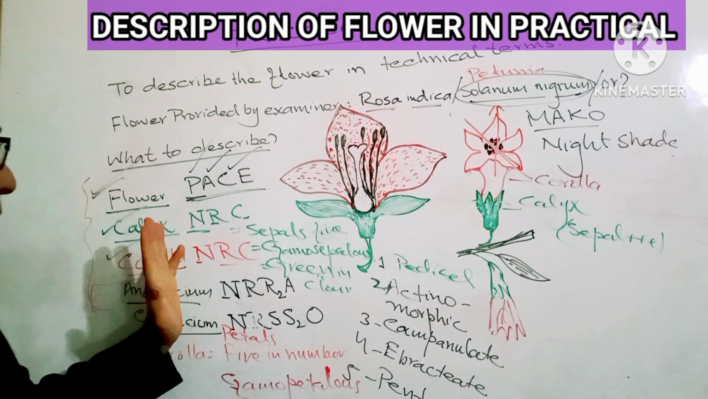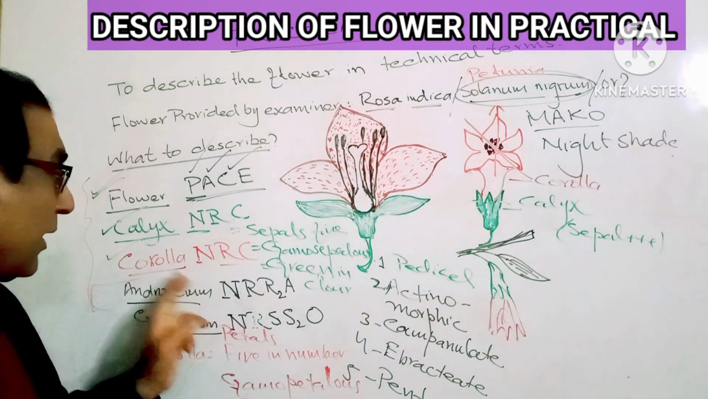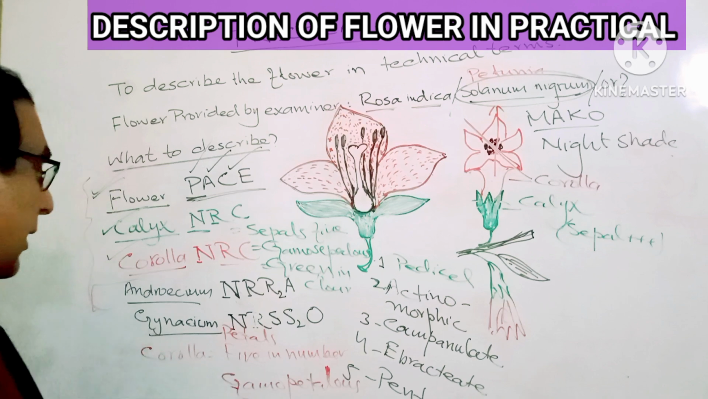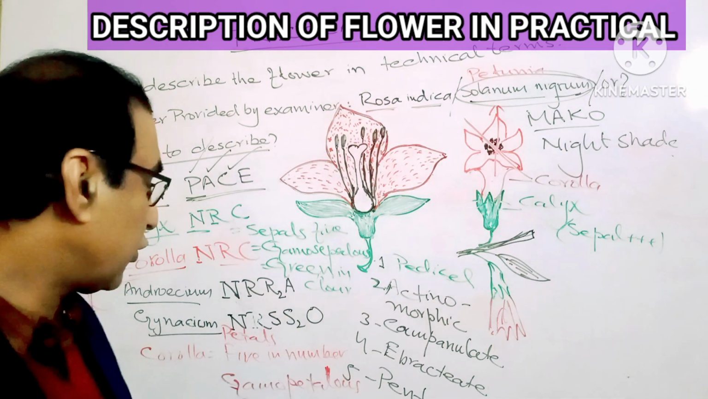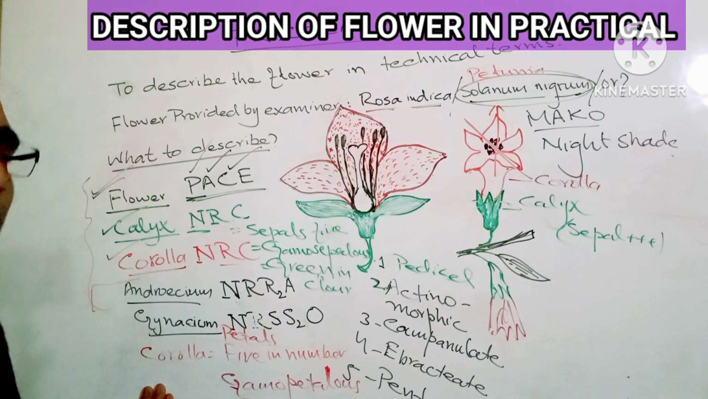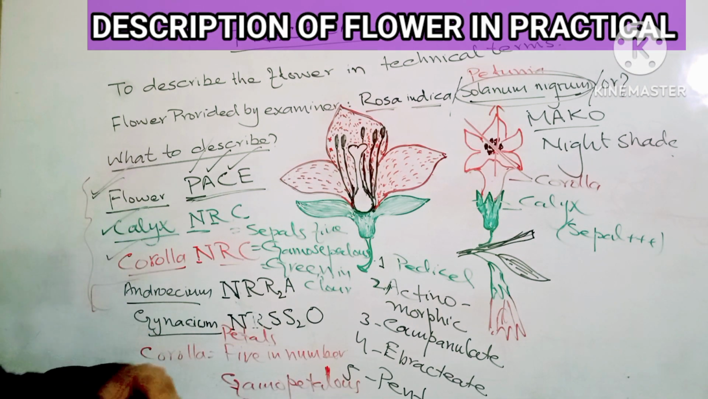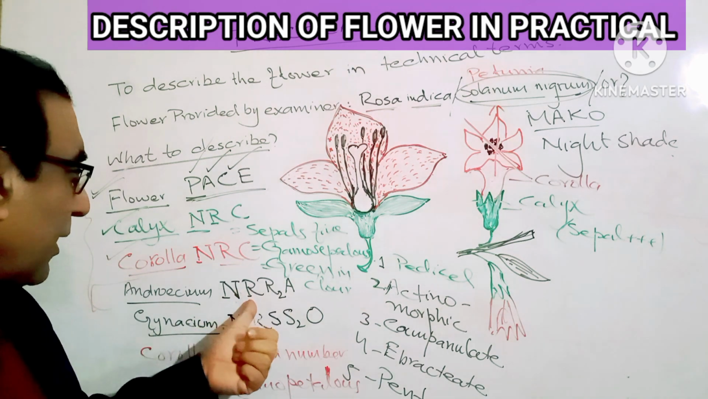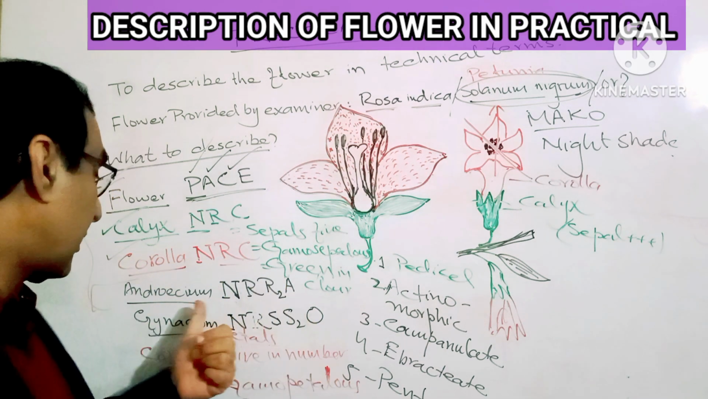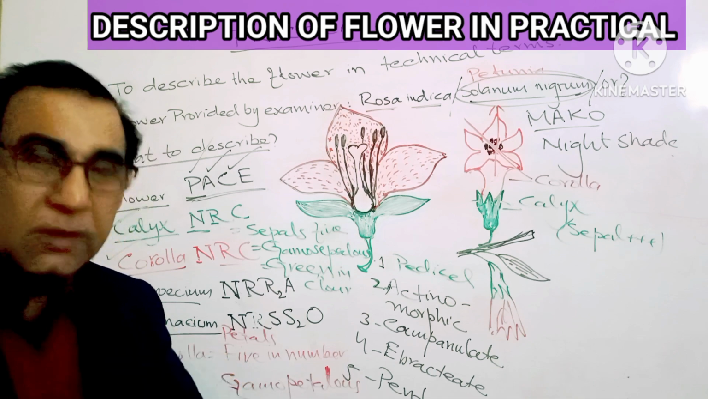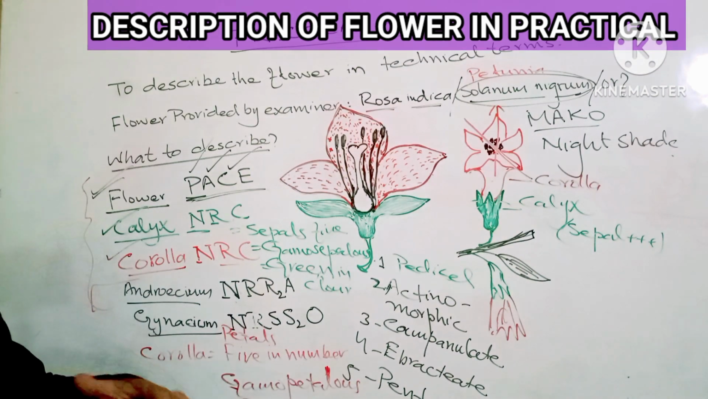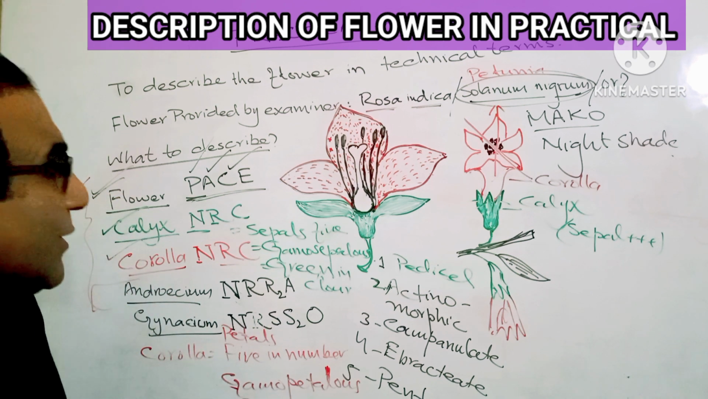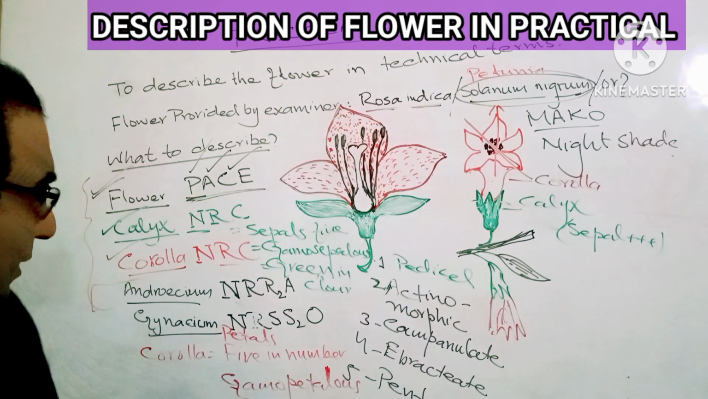Then you have to tell NRC of calyx, NRC of corolla. And then you will study in the next lecture, or I should complete it. Okay, I complete it. You have to tell N, R, R2 and A of androecium. Suppose you have come across a question about the flower, androecium and gynoecium.